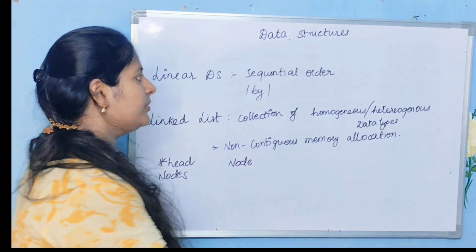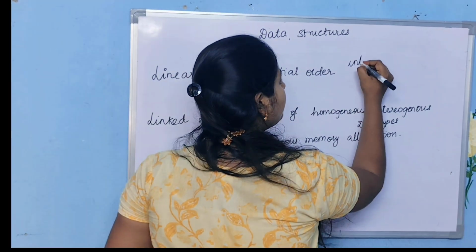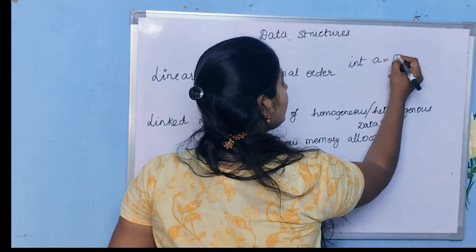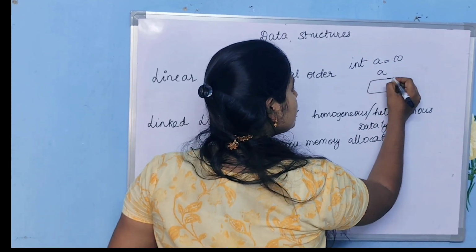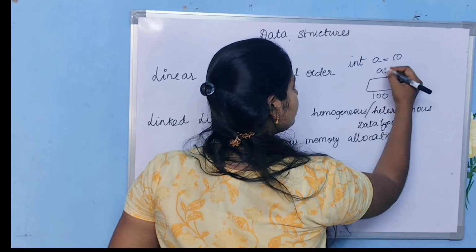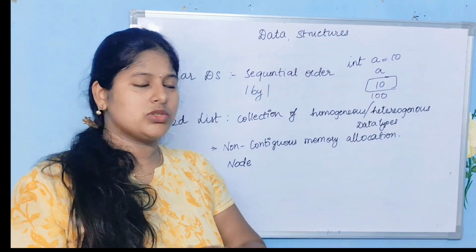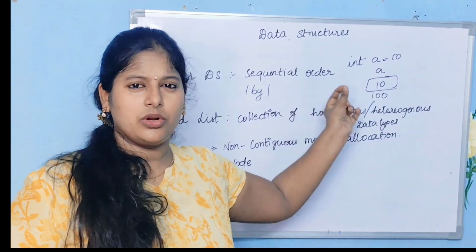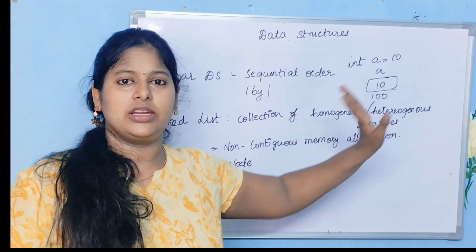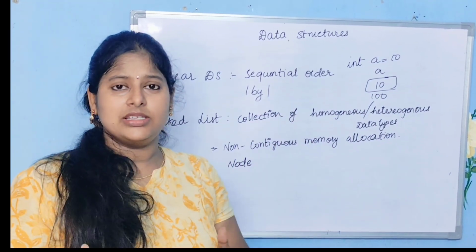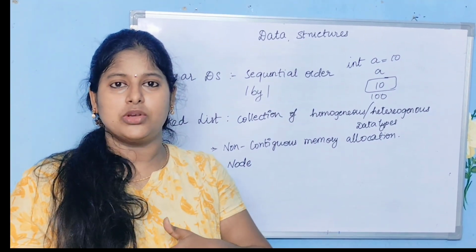In general, when you try to store a variable, how do you store it? int a = 10. So, a is a variable. You find some location for a, then store it there. You don't need any other values associated with this variable. It can store only one value and no other value is linked with it, right? But in a linked list, you have connections with the other elements also.